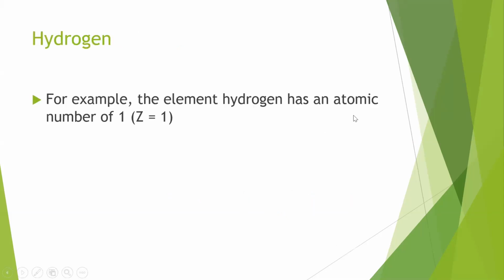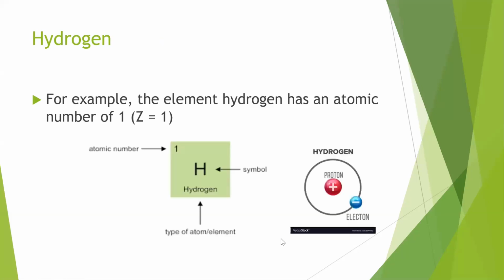Okay, so now let's go through a few more examples. Let's start with the most abundant element in the sun, which is hydrogen. It has an atomic number of 1, so Z equals 1, because it only has one proton. As you can see, in a hydrogen atom there's just one proton, so we can say Z equals 1.